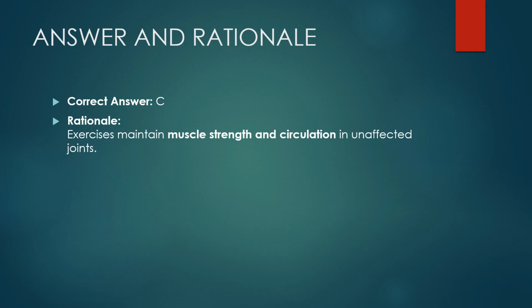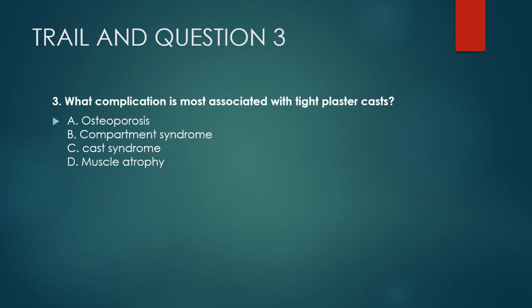So next question. A complication which is most associated with a tight plaster cast. You have osteoporosis, no. Compartment syndrome, yes. Cast syndrome, no. Muscle atrophy, no. So here, the three main complications associated with plaster cast are compartment syndrome, cast syndrome, and muscle atrophy. But here, looking at the definition above, compartment syndrome takes the weight. So the answer is B.